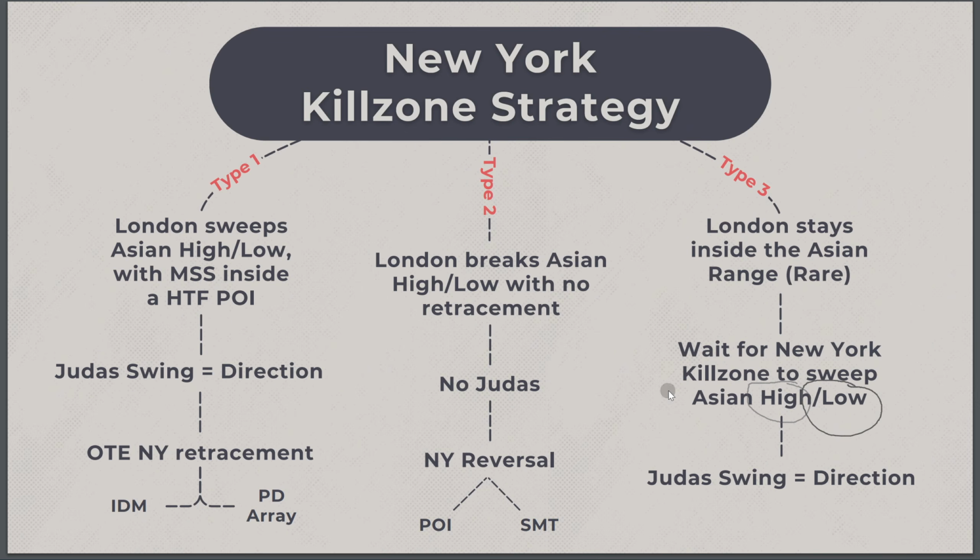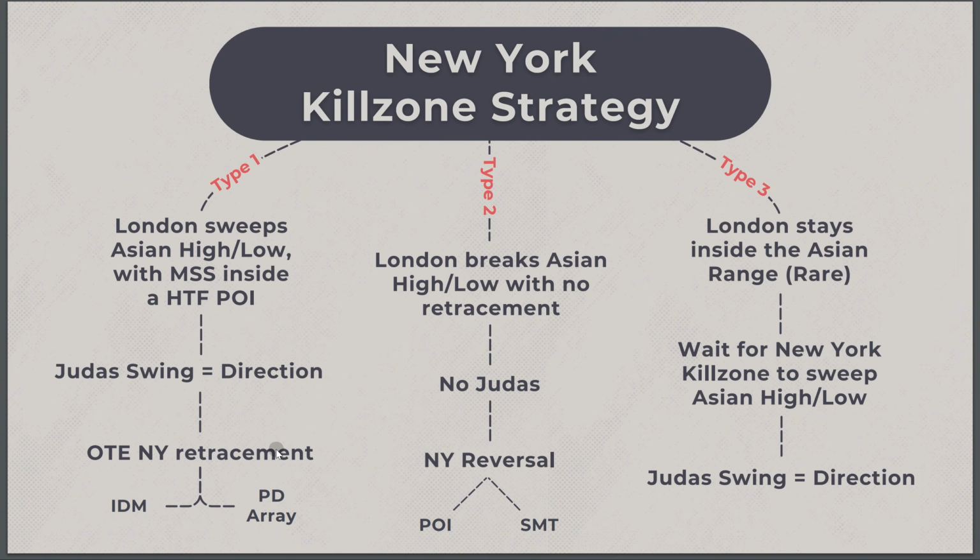And also sweeping the Asian higher low means we are sweeping the London because it's inside. So we're actually going for the external in this case, which is gonna be the Asian. So in this case, London is gonna be internal liquidity and the Asian is gonna be the external range. And we're gonna be looking for price to sweep the external.